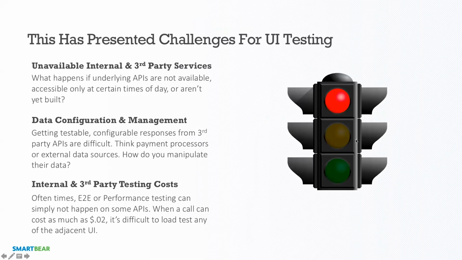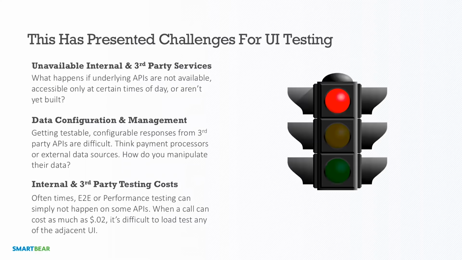So with the shift left, what are the challenges that have presented themselves on the UI side? First one, and I think service virtualization fits in perfectly, is the unavailability of internal or third-party services. What happens if all these underlying APIs are not available to hit? What happens if they're only accessible at certain parts of the day or certain times of the week? Or maybe they're not even yet built.